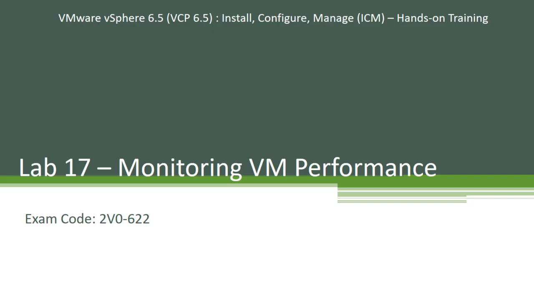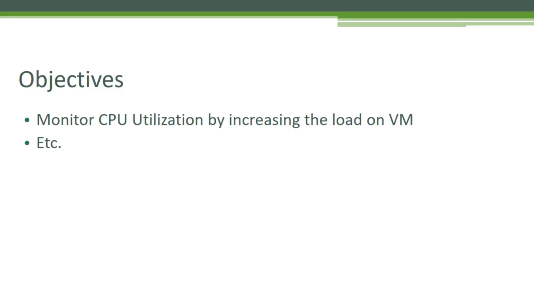In this lab, we will take a look at some of the performance around your virtual machine. This is a rather small lab, so I will not be spending too much time, but I'll give you a quick overview of how you can look at some of the performance things related to your VM. This is the objective for this lab. We'll monitor the CPU utilization by trying to increase the load on the virtual machine, and we will take a look at some of the other things around the utilization and the performance.